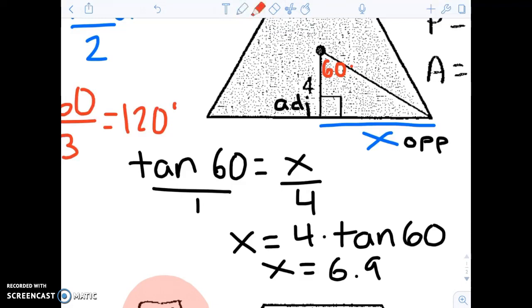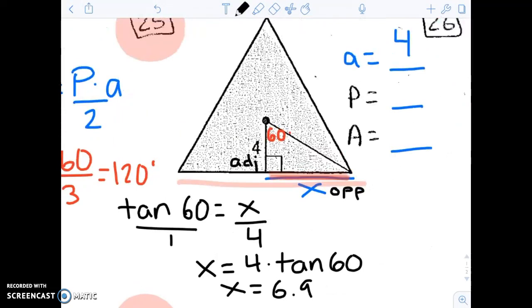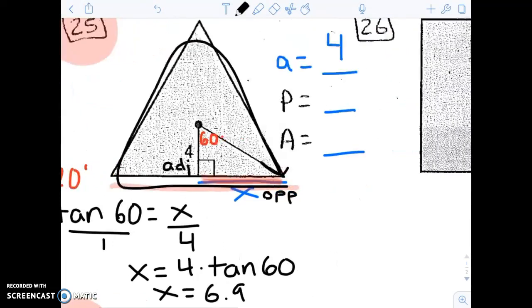So now that I know that this is 6.9, doubling it would give me the entire length. So the entire length would be 13.8. So if the entire length is 13.8, I can take 13.8 times 3 to get the perimeter. So my perimeter is going to be 13.8 times 3, which ends up being 55.2. So 55.2 for my perimeter.